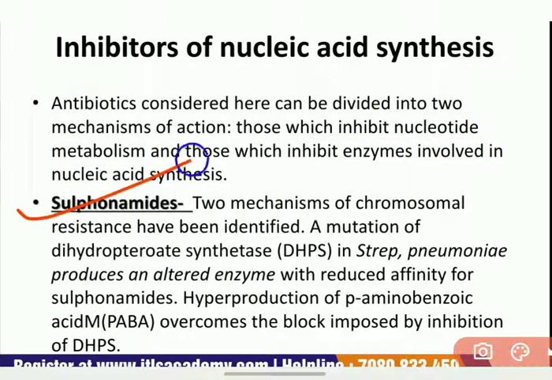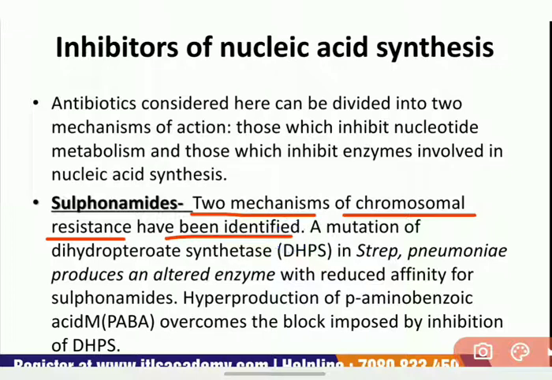First is sulfonamides. Two mechanisms of chromosomal resistance have been identified. A mutation of dihydropteroate synthetase in Streptococcus pneumoniae produces an altered enzyme with a reduced affinity for sulfonamides.